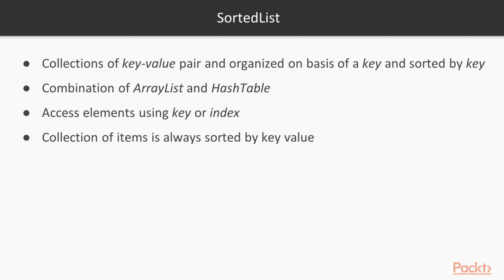The next class is sorted list. The sorted list class is nothing but a representation of a collection of key-value pairs that are organized on the basis of a key and are sorted by key. Sorted list classes are a combination of ArrayList and hash table, so we can access the elements using the key or the index. As stated, a sorted list is a combination of an array and a hash table. Items can be accessed using a key or an index. The main thing in sorted list is that the collection of items is always sorted by the key value.